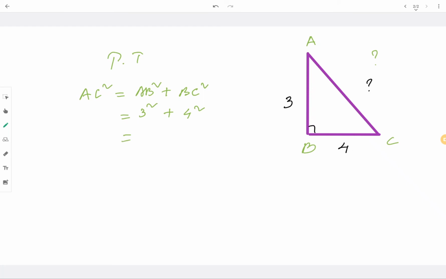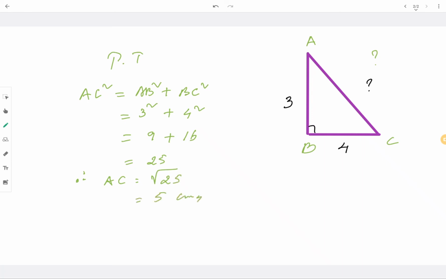So I'm going to get 3 threes are 9, and plus 4 fours are 16. Then if you add this 9 plus 16, I'll get 25, therefore the length of AC will be equal to root over 25, or I'm going to get 5 centimeters.